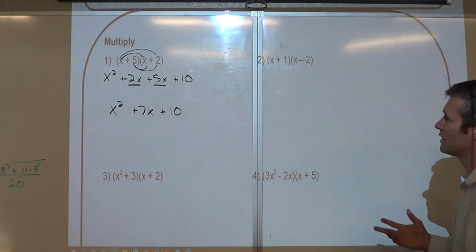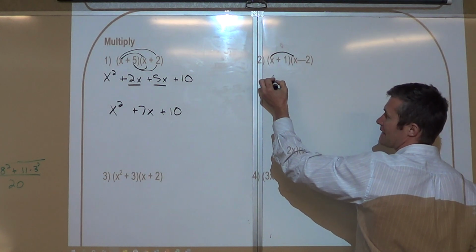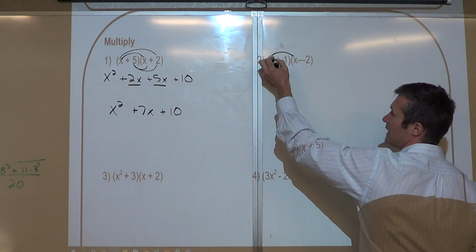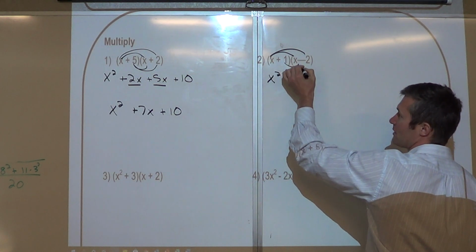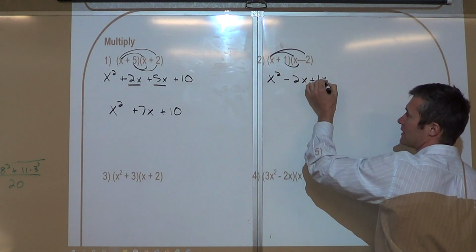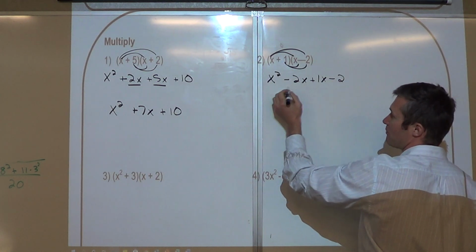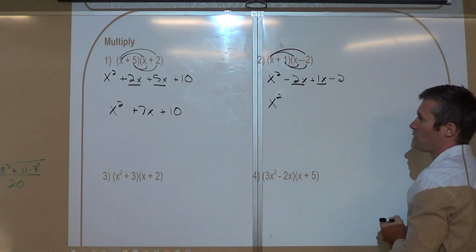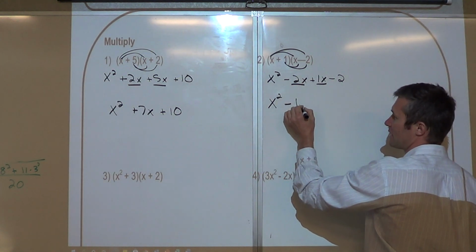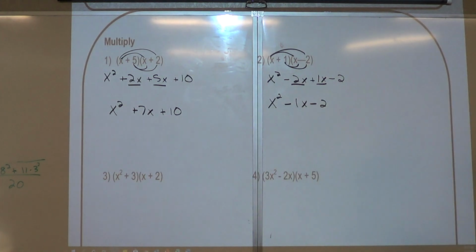Another example, I'll show you where the signs are different, but same thing. x times x is x squared, x times negative 2 is negative 2x, 1 times x is 1x, and then 1 times negative 2 is negative 2. Then I combine my middle two terms. In this case, they're the same. So negative 2 minus 1 is negative 1x, minus 2. So there's how we go about doing it.